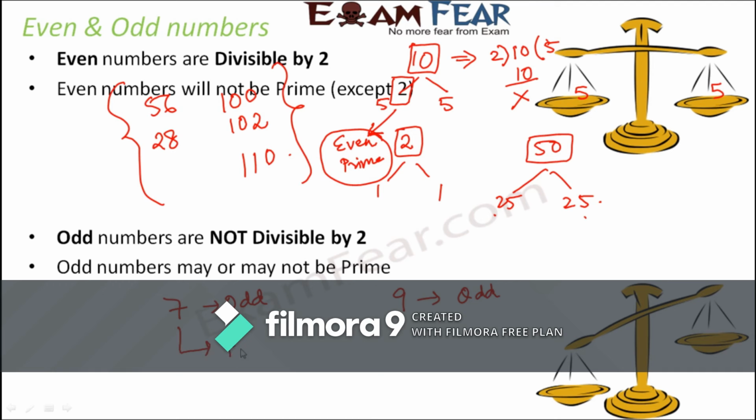So 7 is a prime number because it has only 2 factors, that is 1 and 7. But when you look at 9, 9 is a composite number. That's because it has multiple factors like 1, 3, 9. So therefore it has more than 2 factors, therefore it is a composite number. So odd numbers can be prime numbers, odd numbers can also be composite numbers. But when it comes to even numbers, they are always composite numbers except the number 2.